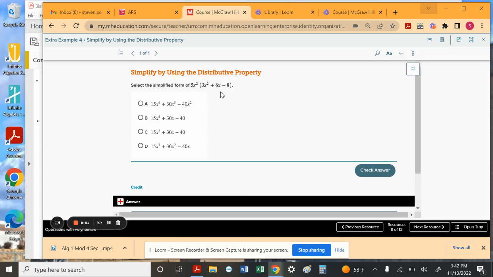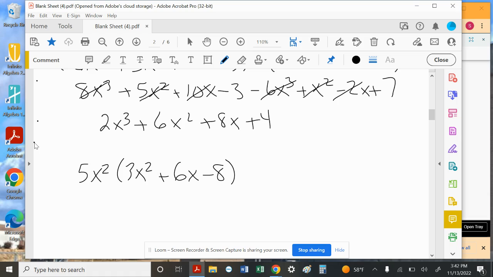Now we're going to look at this one here, this multiplication. Now we still could do the box method. We'd have 1 row and 3 columns, or 1 column and 3 rows, either way. But we're going to distribute that through to all the different terms. So of course we have 5x squared times 3x squared, which is 15x to the fourth.